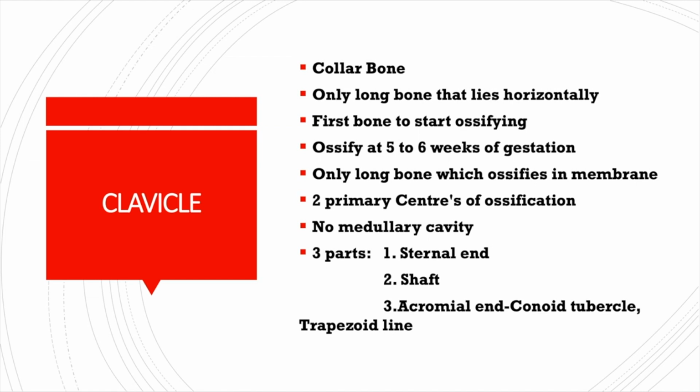Clavicle, also known as collarbone. Only long bone that lies horizontally. First bone to start ossifying. Ossifies at 5 to 6 weeks of gestation. Only long bone which ossifies in membrane.